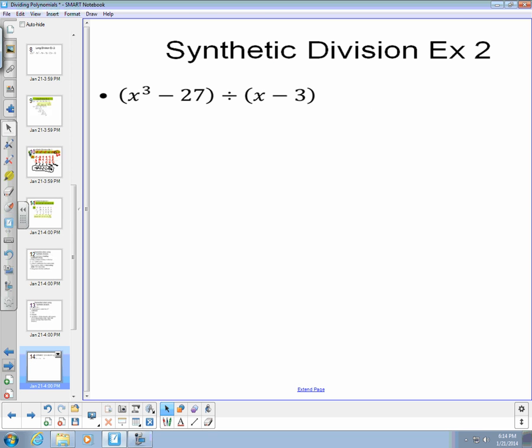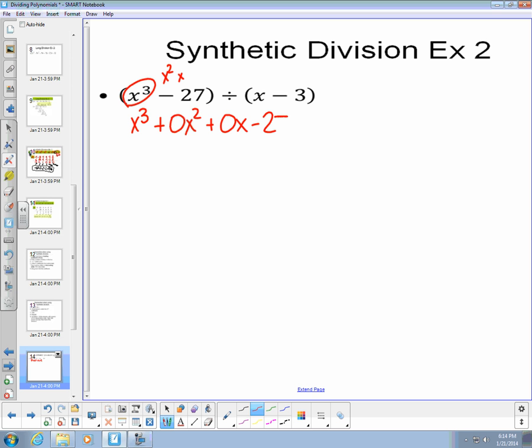Okay, now let's do this example. Okay, and again, remember, we want to start with the biggest exponent, which is x to the third, but what should come after x to the third? And that would be an x squared. I don't have an x squared, so I have to think of this as x to the third plus 0x squared. I'm going to need that number. And then I don't have an x either, so I'm going to put in a plus 0x minus 27.